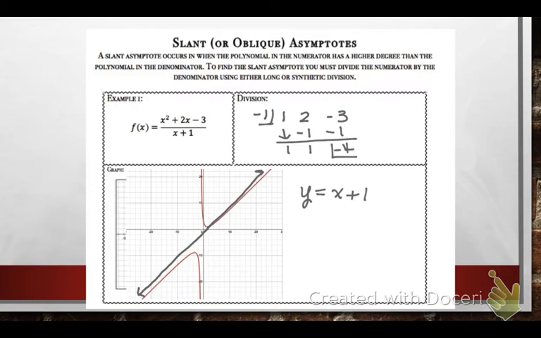For this class, if I ask you to find a slant or oblique asymptote, it's going to be one where it's linear, which means that we would have a difference of 1 between the degrees of the two functions. We can actually find them for any relationship with polynomials. Again, it would have to be where the degree of the numerator is larger than the degree of the denominator in order for us to find a slant or oblique asymptote.